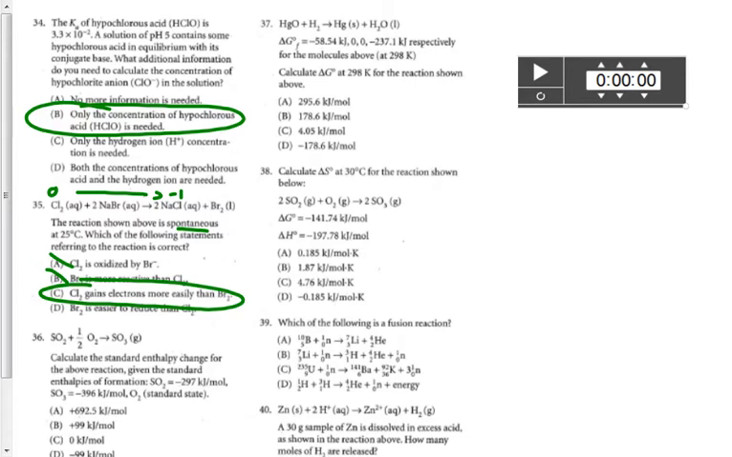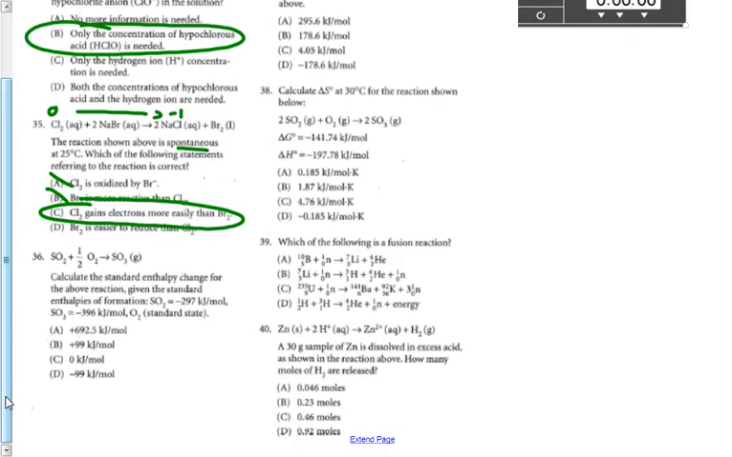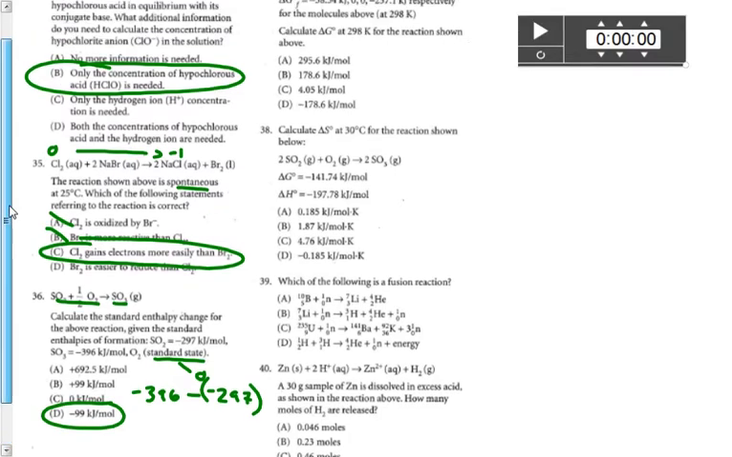Number 36, I love it when answers are all positive and one's negative. It says calculate the standard enthalpy. As long as you understand what you're doing, it's products minus reactants. Notice it says standard state, that means this one's 0. So just make sure you're doing the proper numbers. There's negative 396 minus negative 297, and you should just be able to eye that up. Oh, it's still going to be negative. As long as you didn't do the positive 99, you were fine.